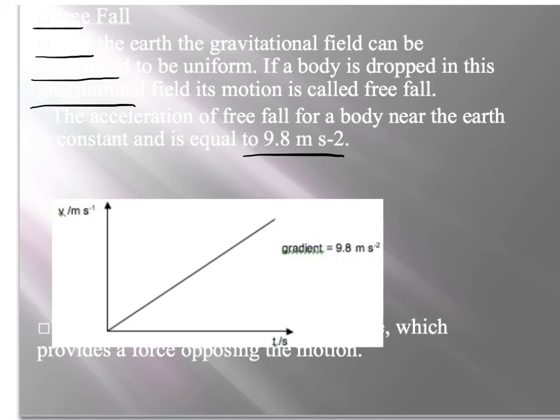Now what it says behind this graph here is this ignores the effect of air resistance, which provides a force opposing the motion. So if there was no air resistance, the acceleration of any body dropped would be a nice constant line like this. Now, of course, in real life we do have air resistance to worry about, as the paper cup experiment demonstrates. So that's the next thing we'll look at.